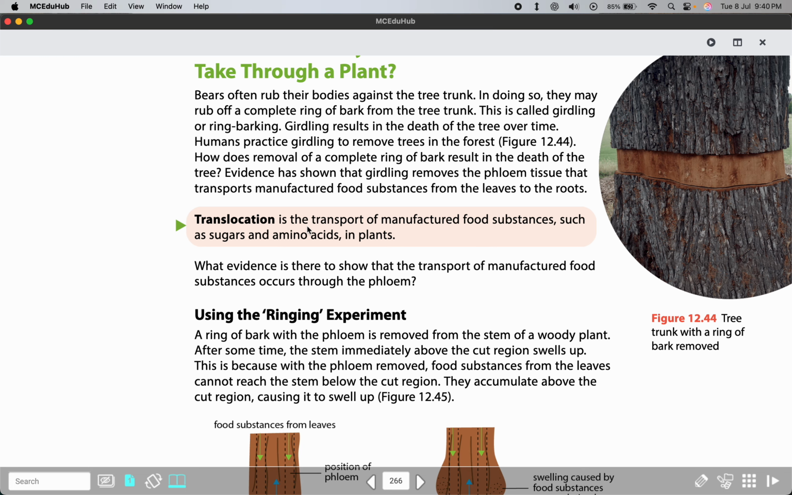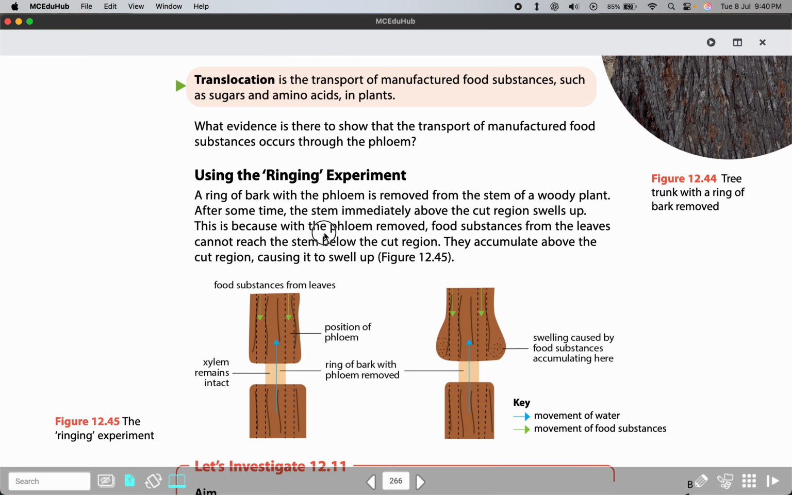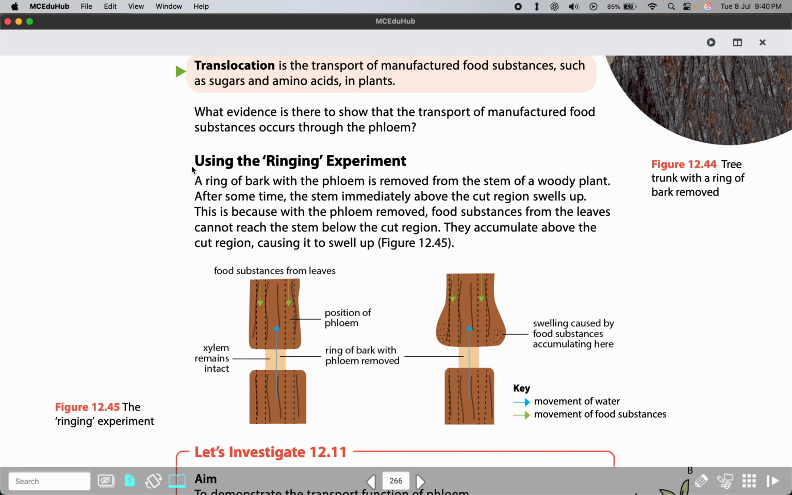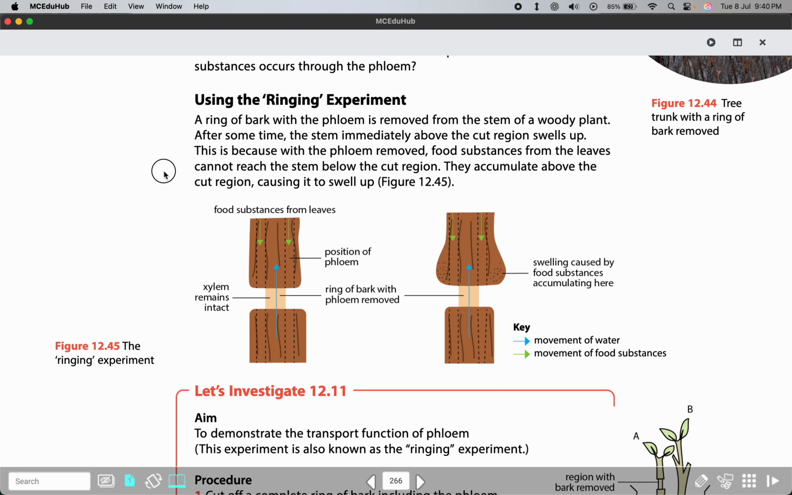Translocation is the transport of manufactured food substances such as sugars and amino acids in the plant. Now, if you recall, in the previous part where I talked about the fate of glucose, we know that glucose can be transformed into sucrose, and this sucrose can be moved through the phloem. And so this is why it's called translocation. Amino acids also move through this process called translocation. So what evidence do we have? The first evidence is called the ringing experiment.